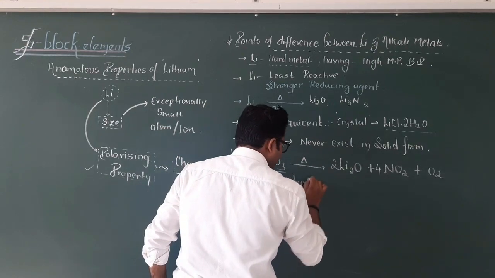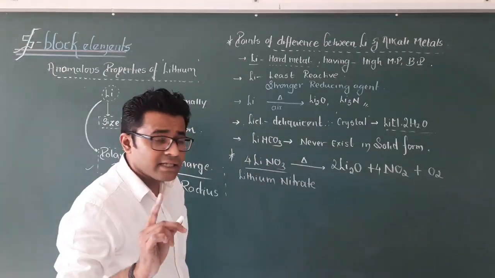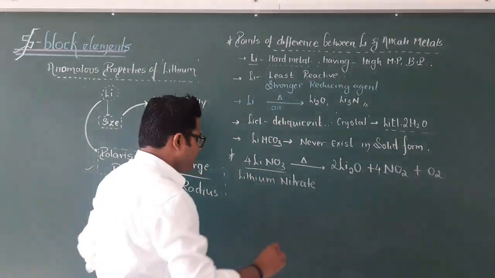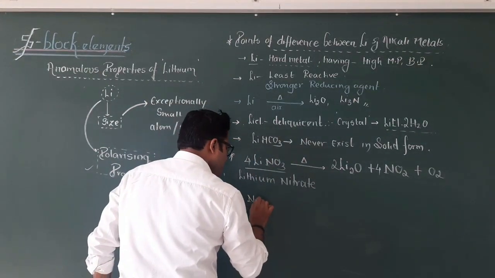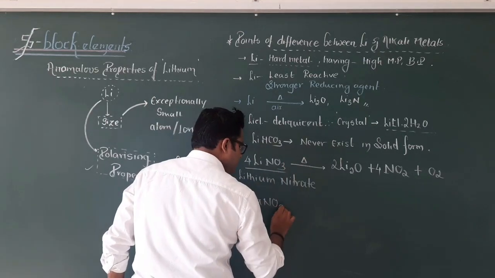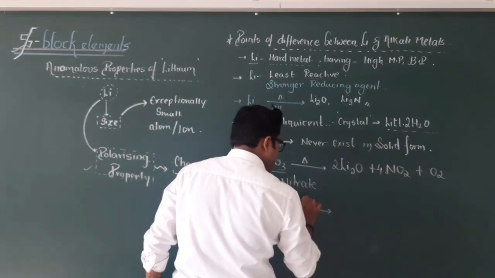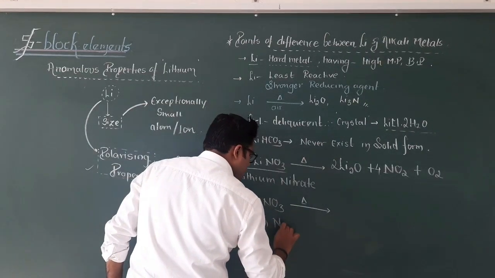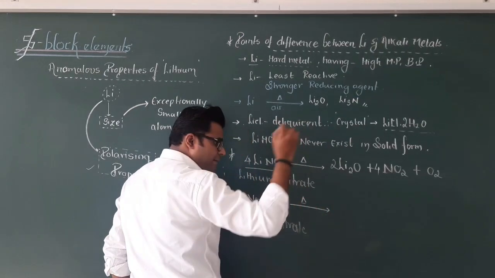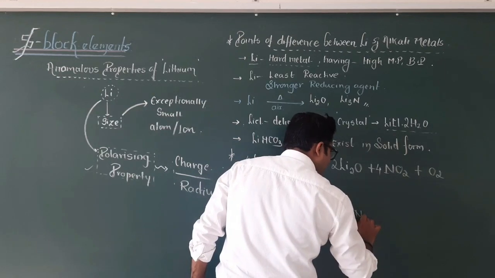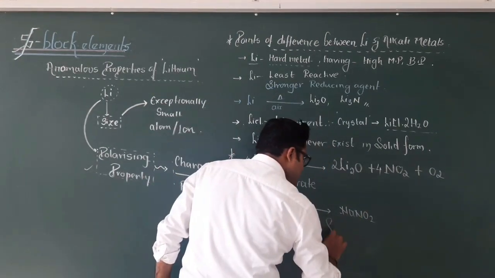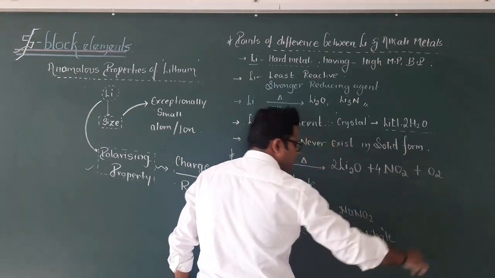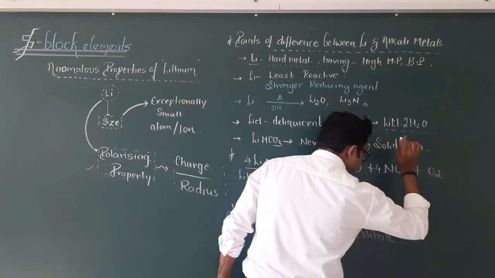So lithium nitrate has decomposed in order to give us lithium oxide and nitrogen dioxide along with oxygen. But if we have the other alkali metals, such as sodium nitrate, as we heat it up, it will decompose in order to give us NaNO2, sodium nitrite. Along with this, oxygen gets evolved.